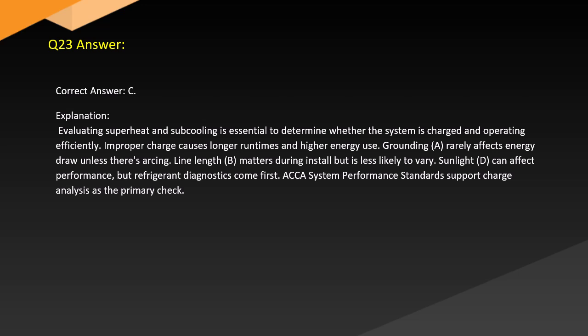Answer. Correct answer: C. Explanation: Evaluating superheat and subcooling is essential to determine whether the system is properly charged and operating efficiently. Improper charge causes longer runtimes and higher energy use. Grounding, A, rarely affects energy draw unless there's arcing. Line length, B, matters during install but is less likely to vary. Sunlight, D, can affect performance, but refrigerant diagnostics come first. Support charge analysis as the primary check.